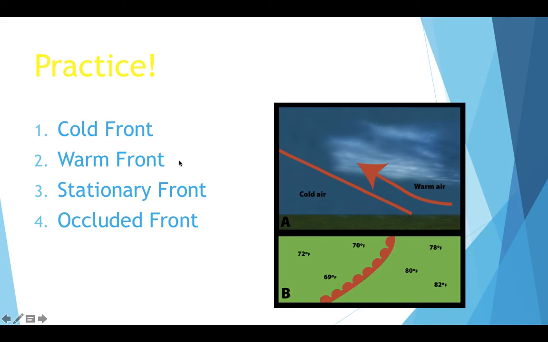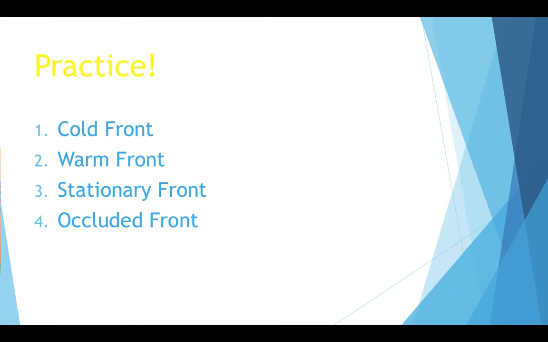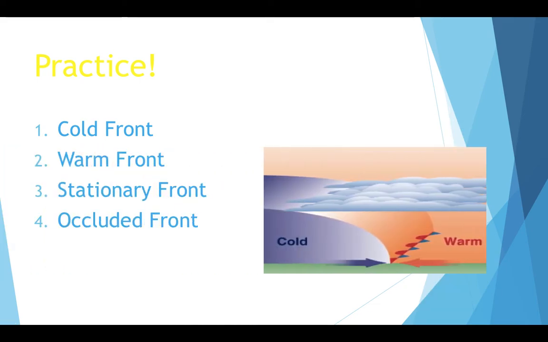Okay, this is number 2, a warm front. We're going to see light rain, and you're going to see some cirrus and higher clouds when a warm front is moving in. This is another stationary front.